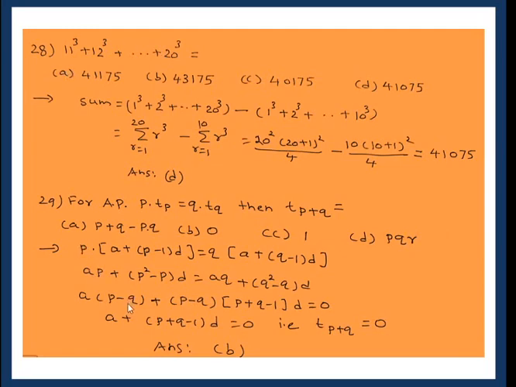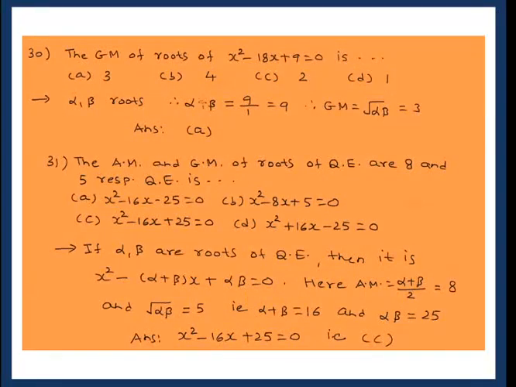That gives me A plus (P plus Q minus 1) into D equal to 0. Observe that this is nothing but the P plus Qth term of an arithmetic progression. So the answer is 0 and the correct option is B. Now these two sums are not difficult if you know theory of quadratics.